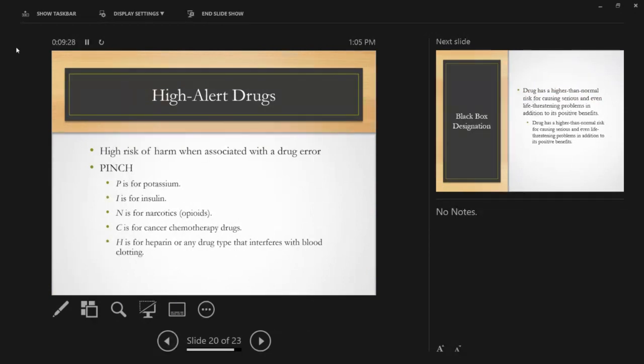Common categories for high alert drugs can be remembered using the acronym PINCH. P is for potassium, I is for insulin, N is for narcotics, C is for cancer or chemotherapy drugs, and H is for heparin or any other drug that interferes with blood clotting.